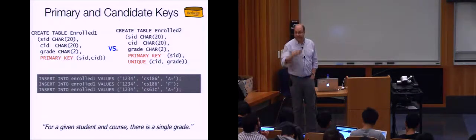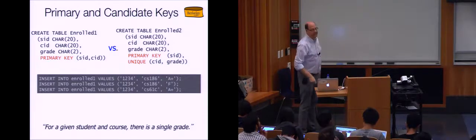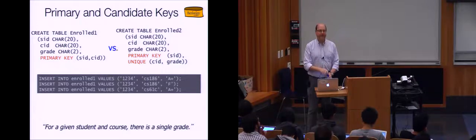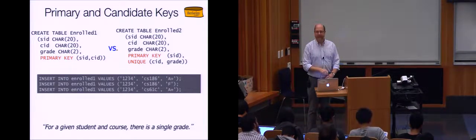What was enrolled two? Before we look at an example there, does anyone think that enrolled two encodes this correctly? Does it look like it does? Anyone want to guess what the key constraints in enrolled two are doing, what they say? So primary key is SID. Primary key has to be unique. So what does that mean?